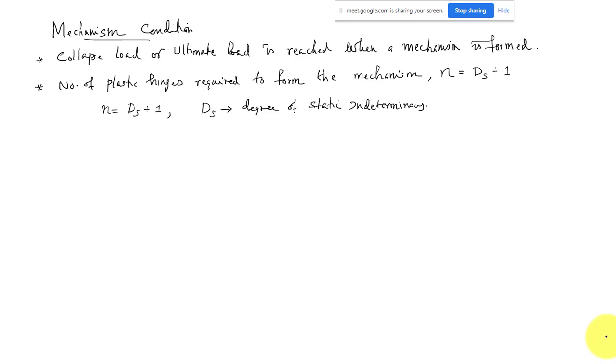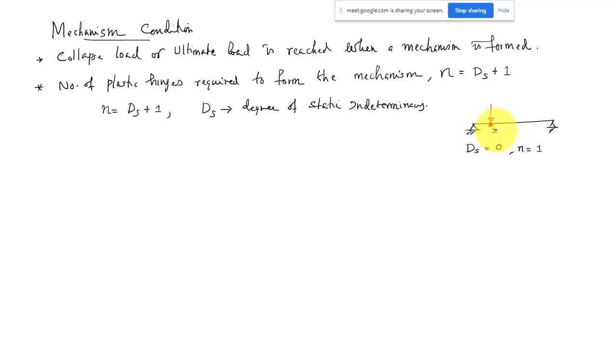Okay. So that means if we have a simply supported beam, the degree of static indeterminacy is 0. It is statically determinate. So the number of hinges required is 1, 0 plus 1. So wherever your moment is maximum, at that point one hinge will form. Suppose you have a concentrated load acting here, the hinge will form at that location. So with the formation of only one plastic hinge, it will become a mechanism.